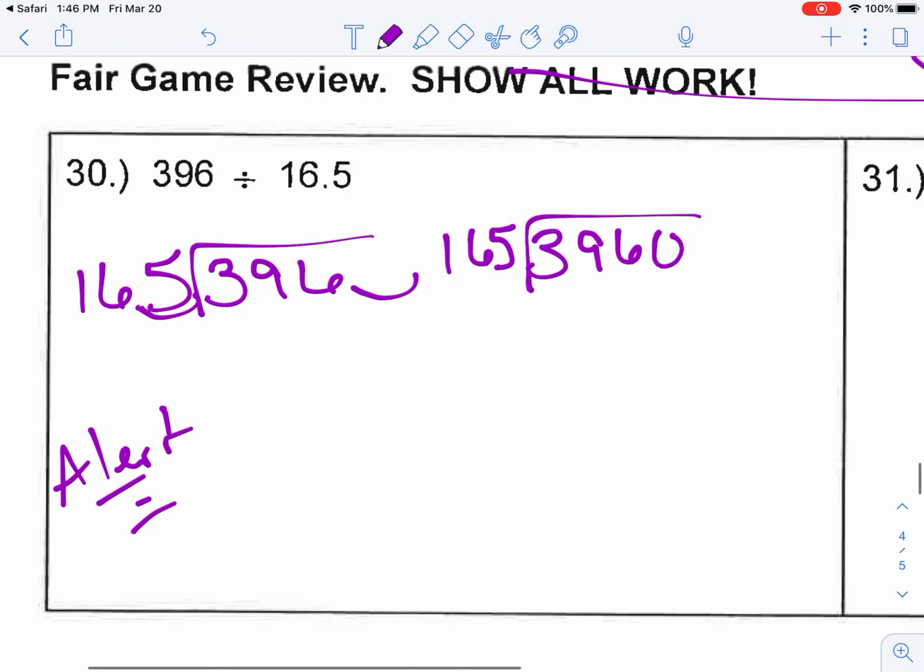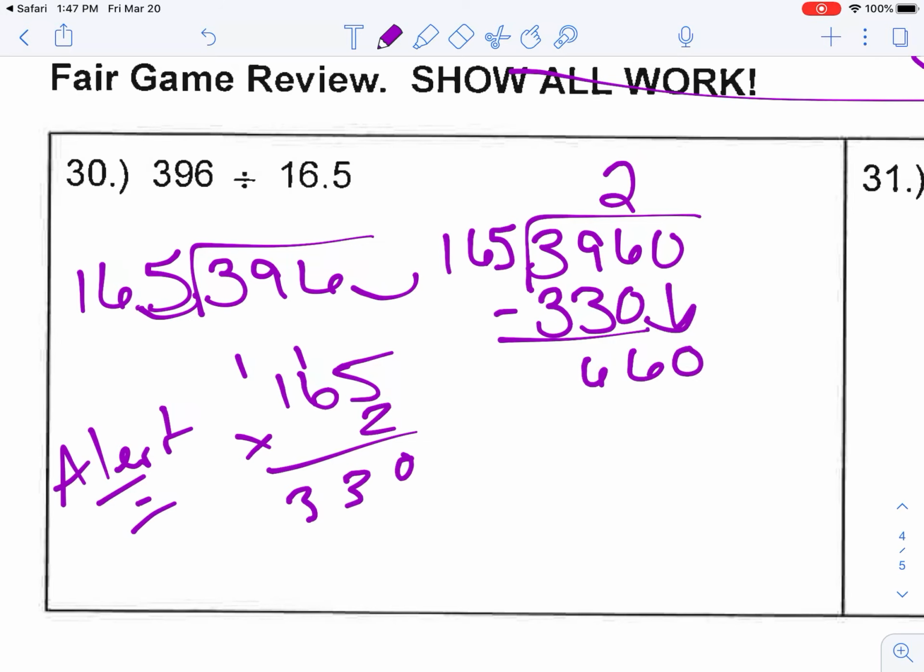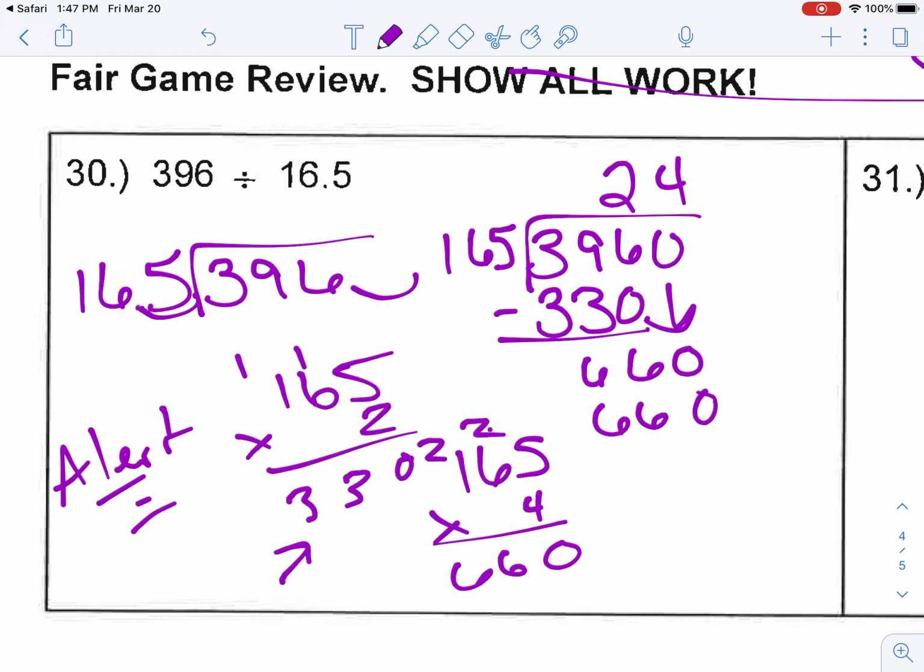Okay, so we can rewrite our new problem so we don't get confused. 165 goes into 396. There we go. So it's going to go in twice, which is 330. We're going to get 66. Bring down that last 0. And that would be double. So 165 times 4 is 660. Okay. So it goes in 4 times evenly.